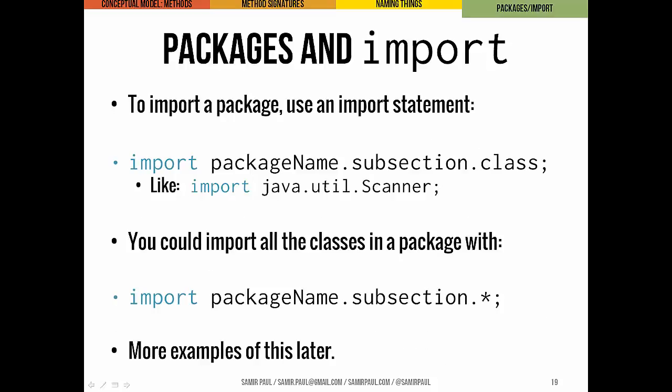So importing is simple. You just use the import keyword, then the package name. If there's a subsection that you're using, you can import that, and then whatever the class name is. You can have any number of subsections. But in this particular situation, if I have a package name and a subsection and I want to import everything that's inside that subsection, I can use the star, the asterisk, to indicate give me everything in there. We'll see more of this later, so don't worry about it for now.